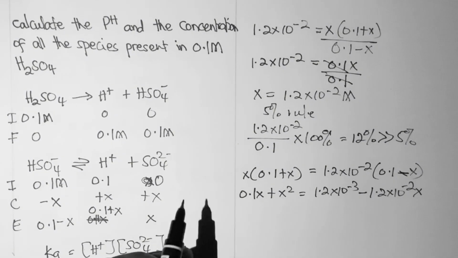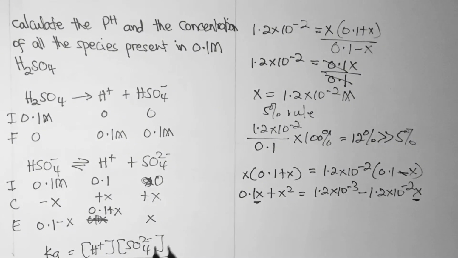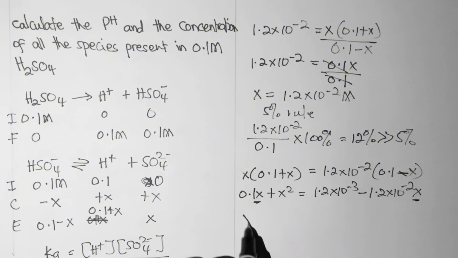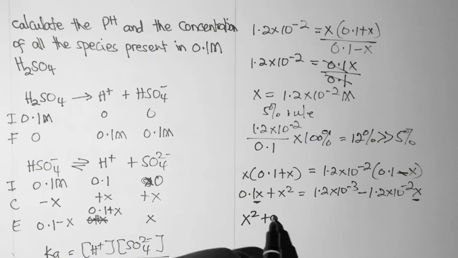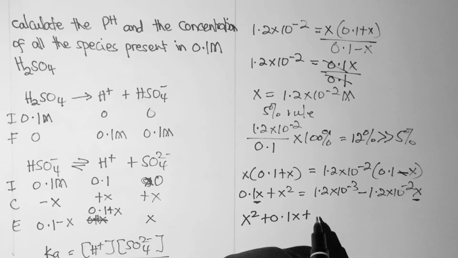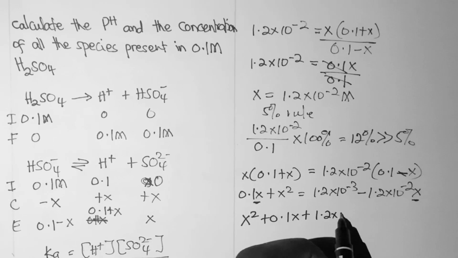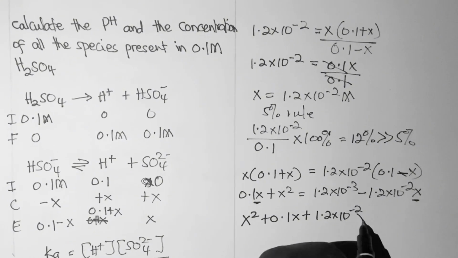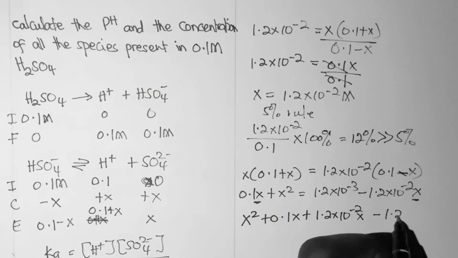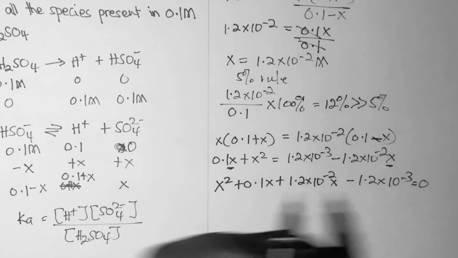Now, if we rearrange and do the subtraction, you see that here is x, and then here is also x. So we will get x squared, then plus 0.1x. Then here becomes plus 1.2 times 10 exponent minus 2x. Then minus 1.2 times 10 exponent minus 3. And that is equal to 0.